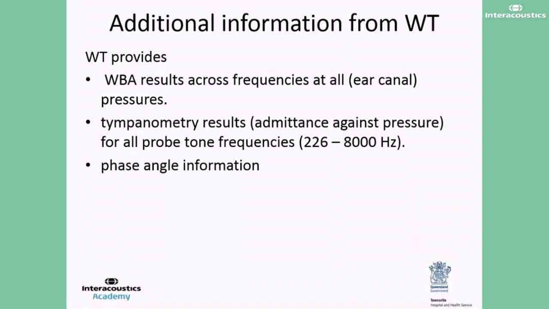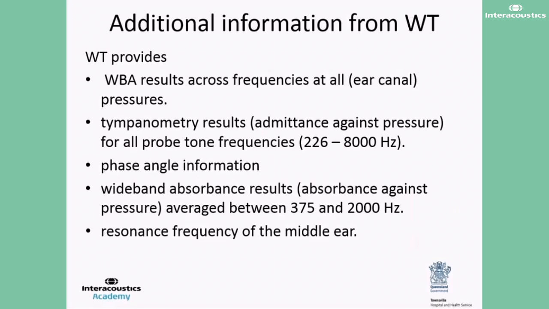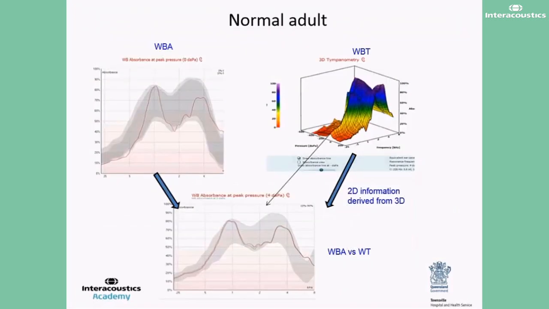It also gives additional information such as phase angle information, as well as the resonance frequency of the middle ear, which is quite important in identifying some middle ear disorders such as otosclerosis or ossicular chain dysfunction. It also gives a wideband average curve. At the peak tympanometric pressure, we can draw a curve.